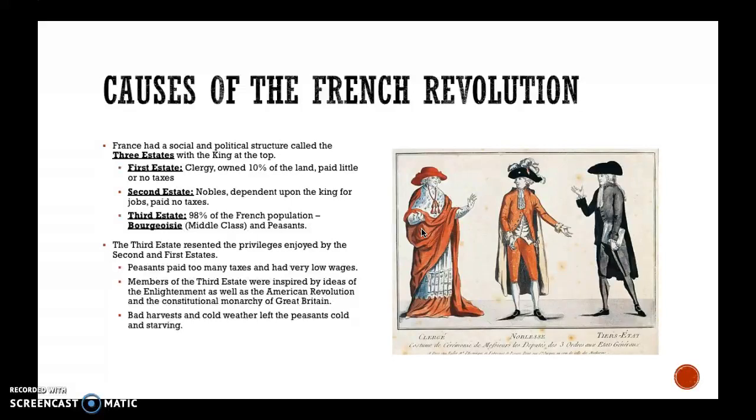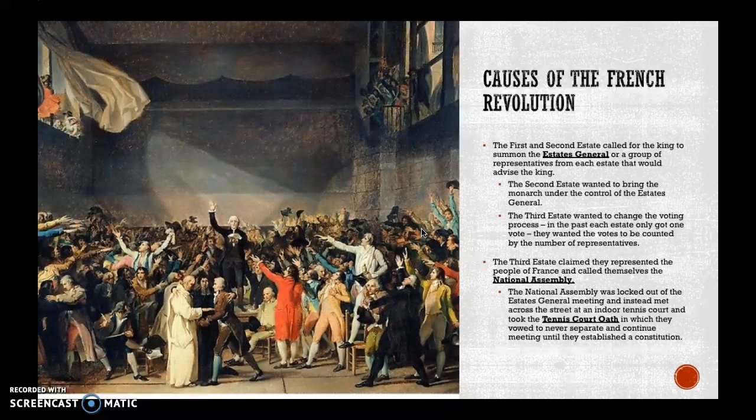In addition to bad harvests and cold weather that kept the peasants super poor and without food, the peasants became cold and they were starving, and it was time for something to change. The First and Second Estate called the king to summon the Estates General. This essentially was a group of people that came together to represent the different estates. The Second Estate wanted to bring the monarch under the control of the Estates General.